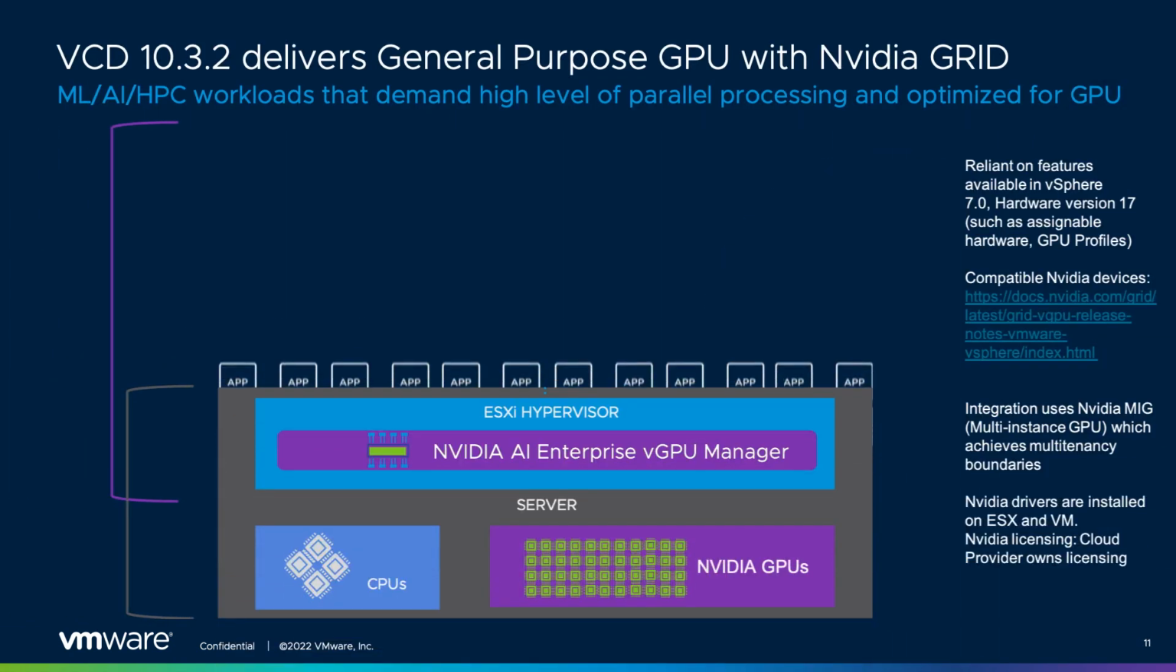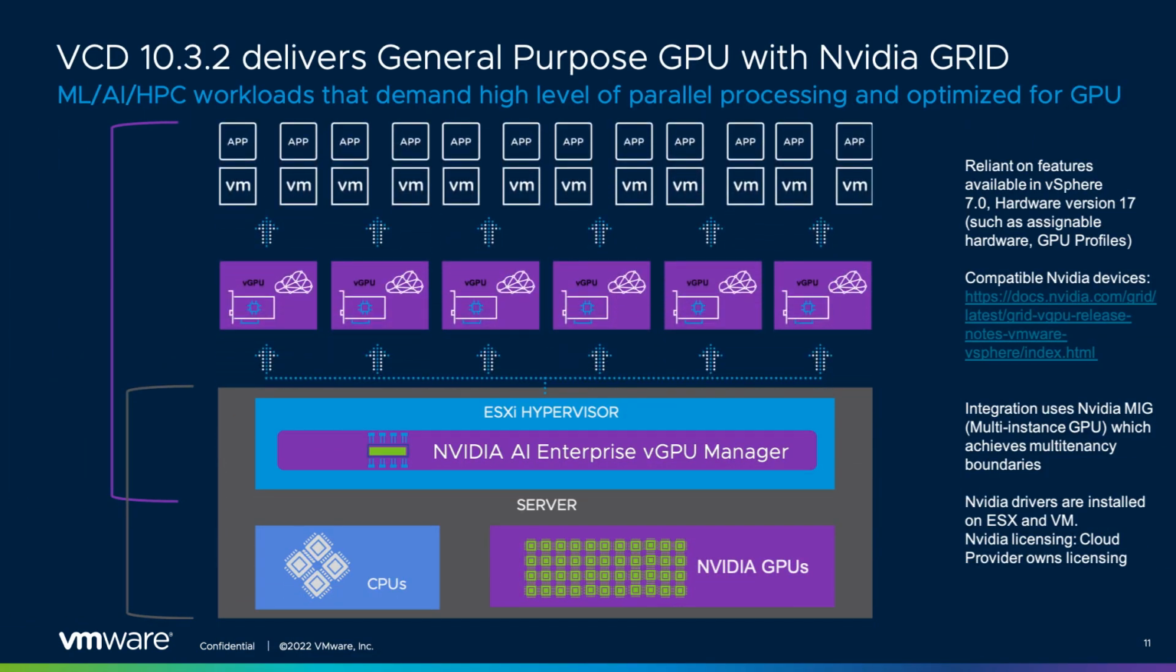We've built this capability right into Cloud Director, where we can offer not only GPU as a service, but also multi-tenanted GPU as a service, allowing cloud providers to gain more margin in their GPU service than any other solution. We take advantage of NVIDIA MIG, multi-instance GPU, which achieves multi-tenancy boundaries between workloads at the physical level inside a single device and generates better optimization of hardware and more margin. As this high-level diagram shows, GPU as a service relies on features available in vSphere 7.0, hardware version 17, such as assignable hardware, GPU profiles, and NVIDIA-compatible GPU hardware.